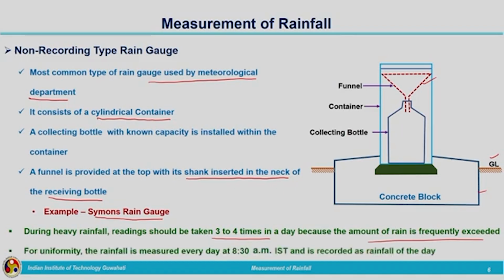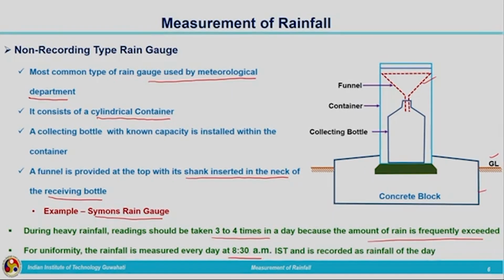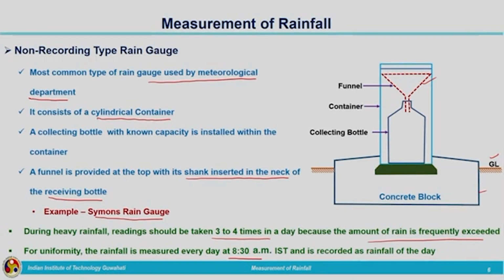Usually the rainfall measurements will be done by 8:30 am. For uniformity, 8:30 am it is recorded every day. But during the rainy season, we need to increase the frequency or the number of measurements. The example of this non-recording type of rain gauge is the Simon's rain gauge.